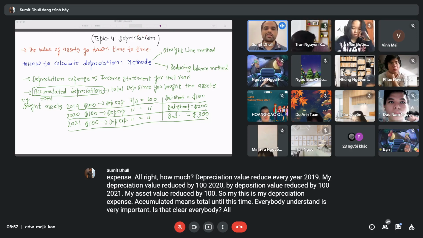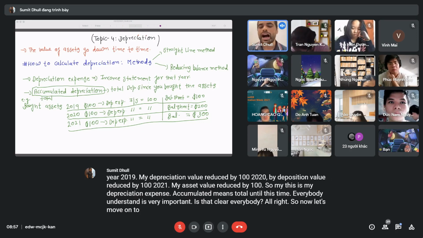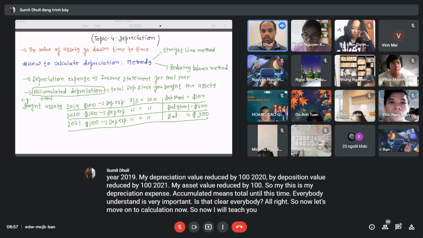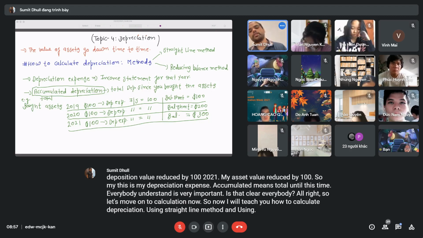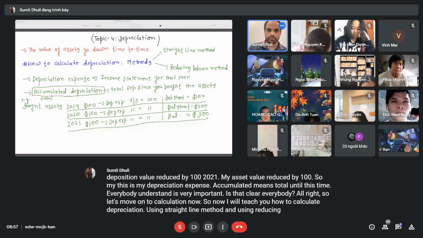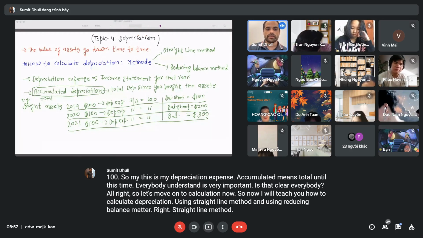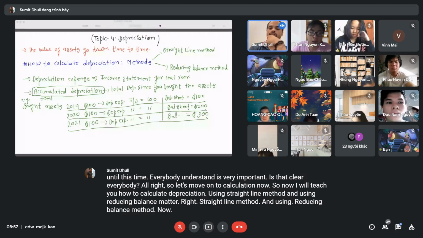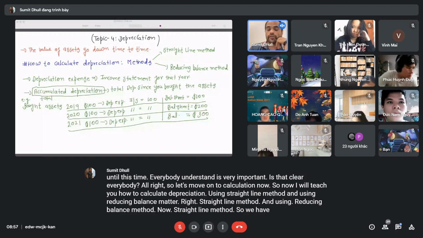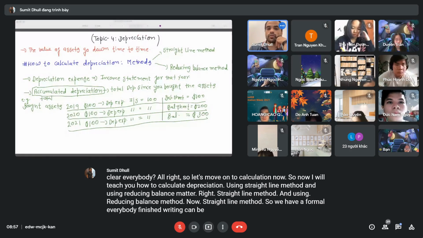All right, so now let's move on to calculation. Now I will teach you how to calculate depreciation using the straight line method and using the reducing balance method. Now, straight line method. So we have a formula. Everybody finished writing? Can we move on to the next?